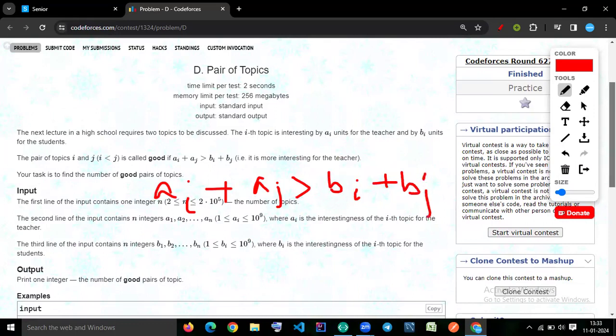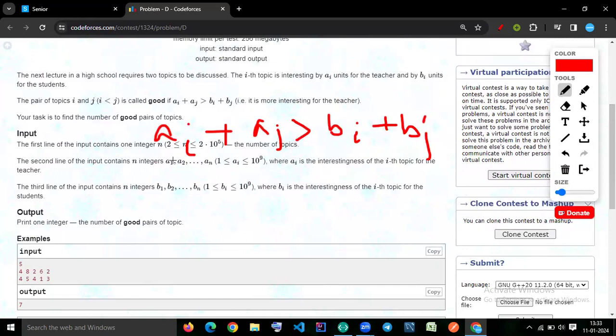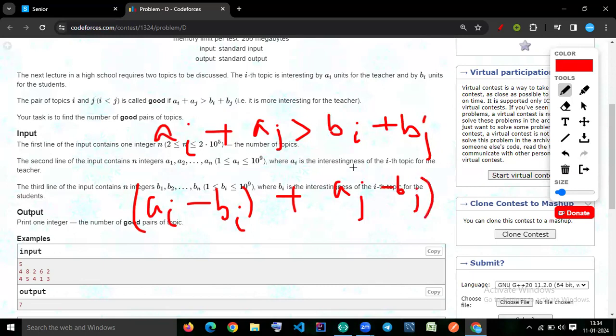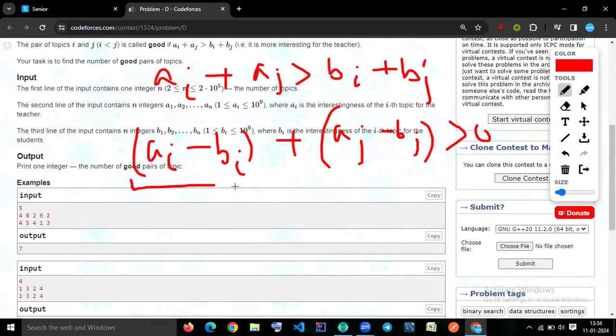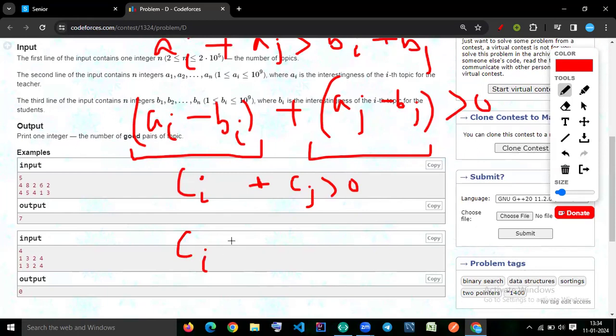Here this is the sum for the students and this is by the teacher. So we can write A_i minus B_i plus A_j minus B_j must be greater than 0. If I write this as C, it becomes C_i plus C_j is greater than 0. And if I write it, C_i is greater than minus C_j. This is the thing that we are getting.